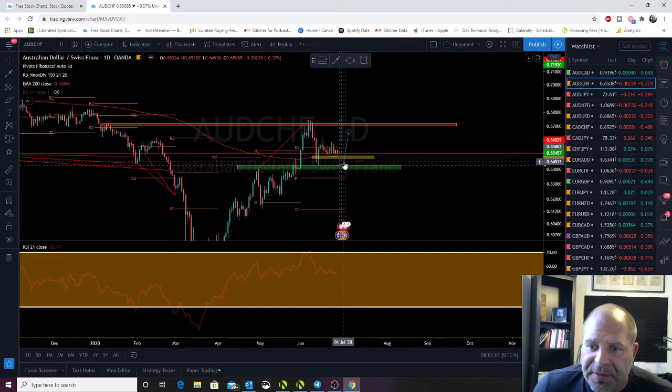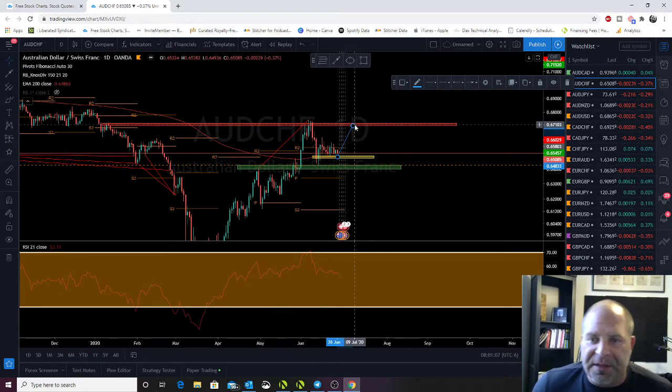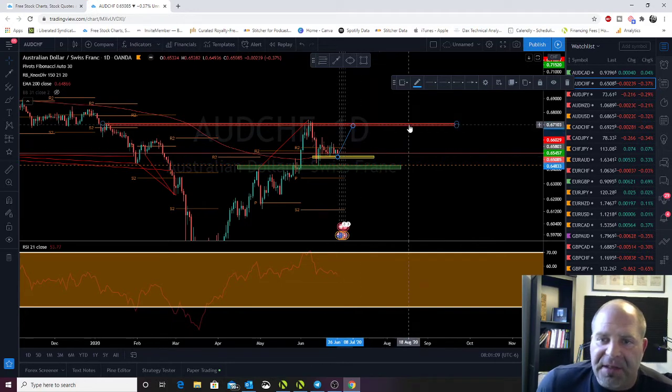Australian dollar, Swiss franc. You know, I'm thinking long. We've just tested that make or break zone, the 200 EMA. I'd like to see price get pushed back up into here before I'd be a really strong seller.